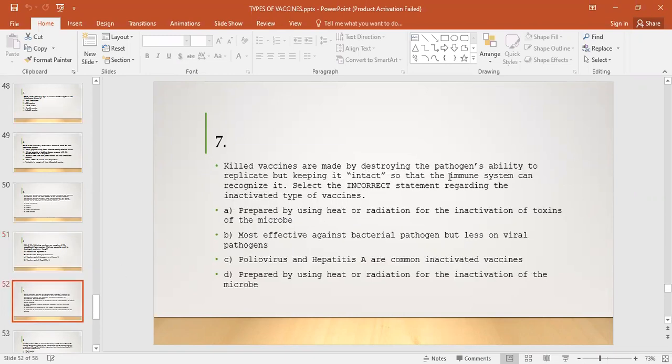Killed vaccines are made by destroying the pathogen's ability to replicate but keeping it intact so that the immune system can recognize it. Select the incorrect statement regarding the inactivated type of vaccine. Prepared by using heat or radiation for the inactivation of toxins of the microbe. Most effective against bacterial pathogens but less so on viral pathogens. Poliovirus and hepatitis A are common inactivated vaccines. Prepared by using heat or radiation for the inactivation of the microbe. A is the right answer, prepared by using heat or radiation for the inactivation of toxins of the microbe.